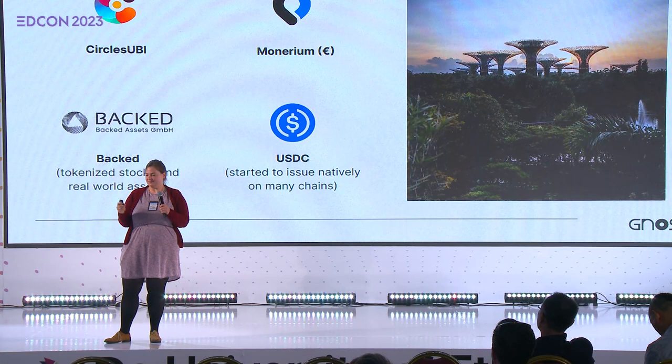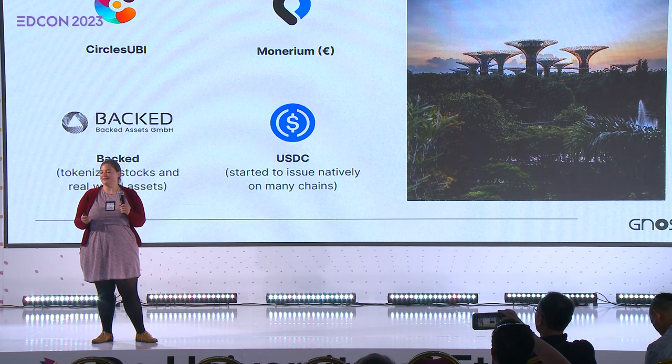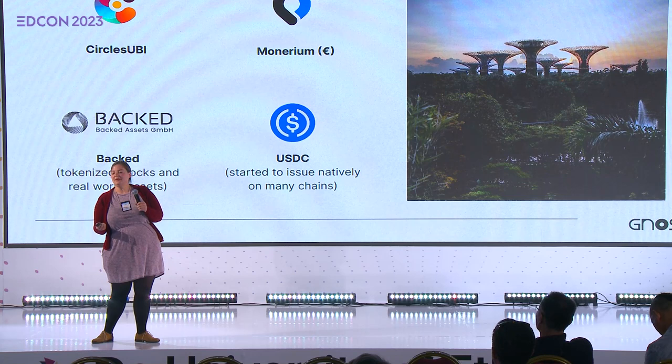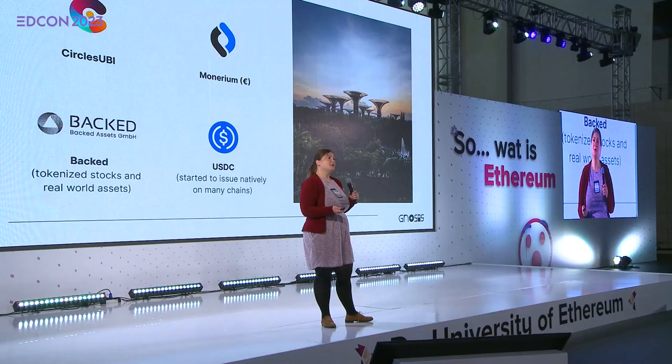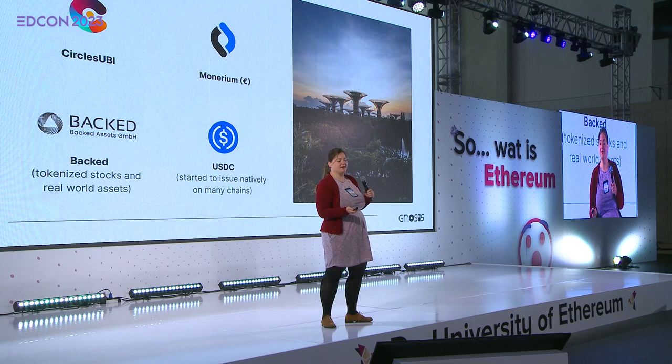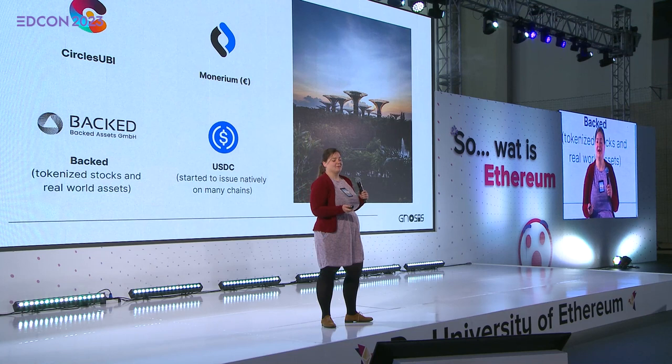So on Gnosis, for instance, the natively issued assets are Circles that I talked about earlier, Monerium, which is a Euro stablecoin, USDC, which is issued natively on many chains and many other L1s, tokenized stocks, and real world assets. And there's only going to be more of those.